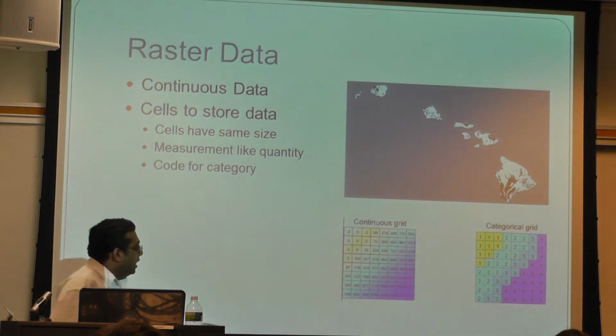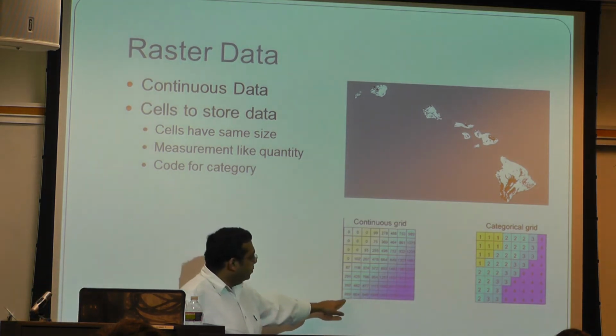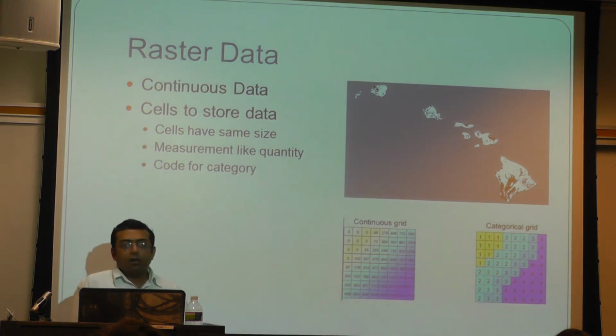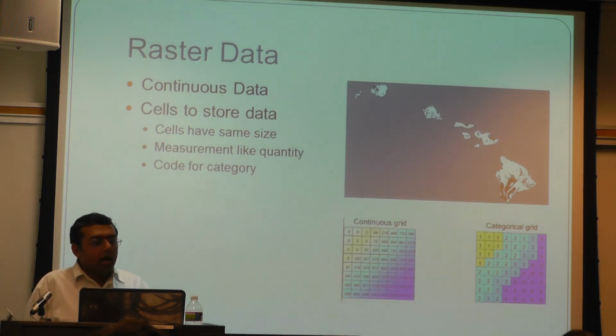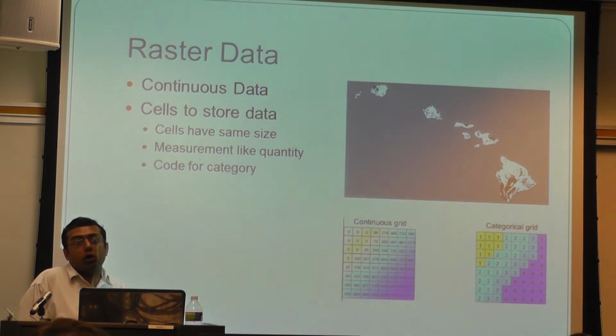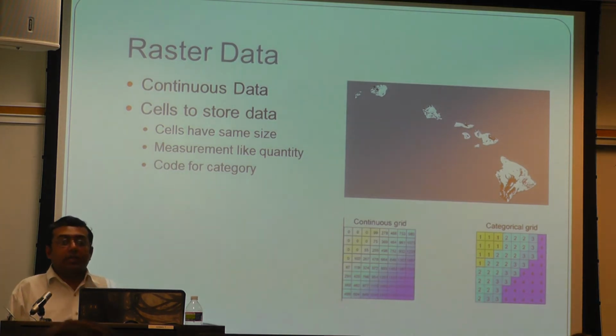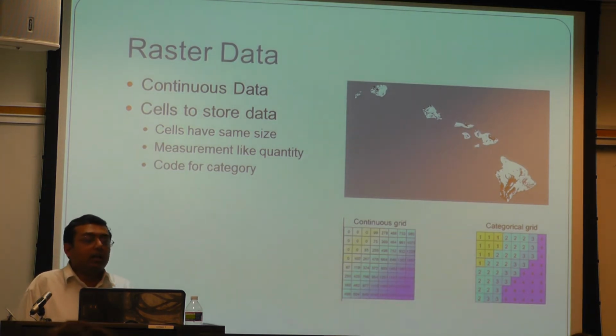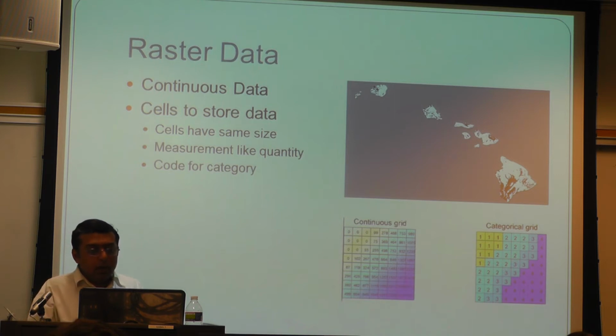What does it mean? That each cell has the same size, and each cell has a value, and that value can either be a quantity. So for instance, if you're talking about elevation as a raster map, it could be the height above sea level at that particular cell, or it could be a code. So you can compress your elevation into different categories and use a code, for instance.